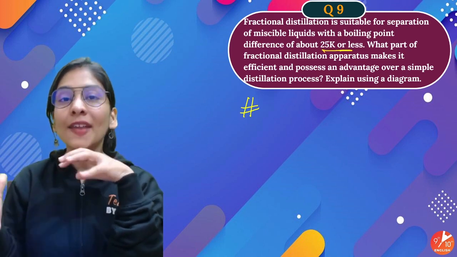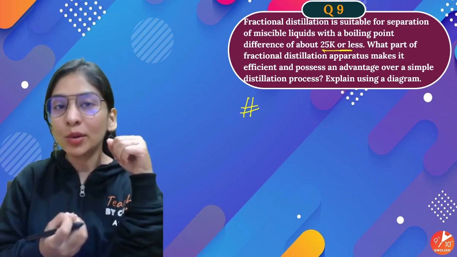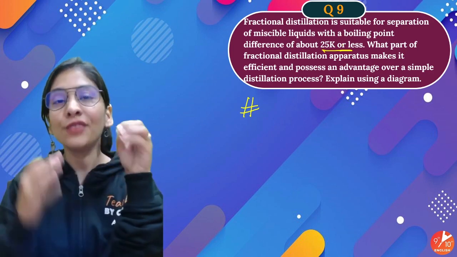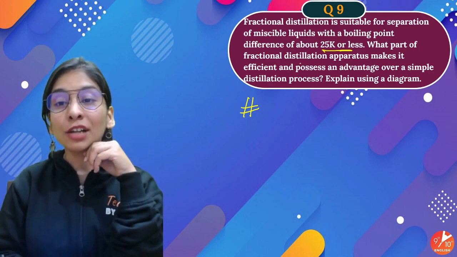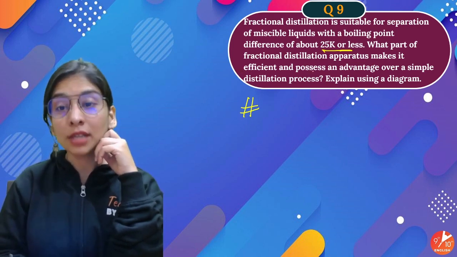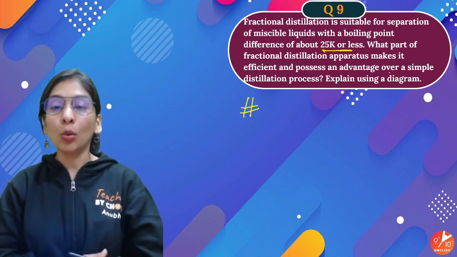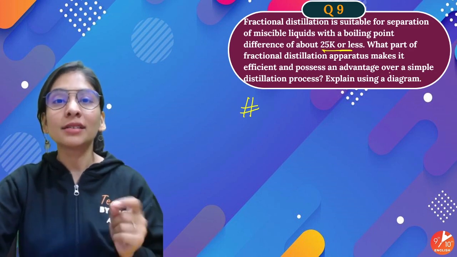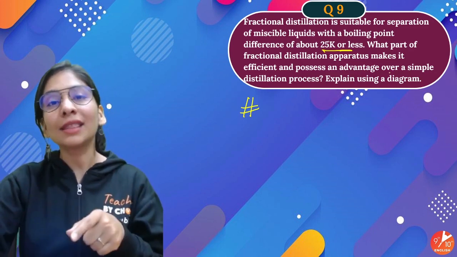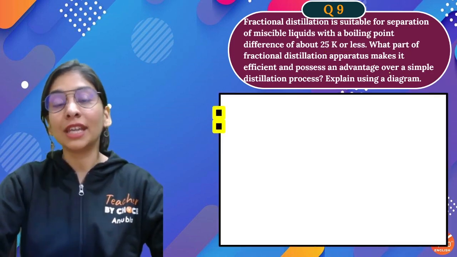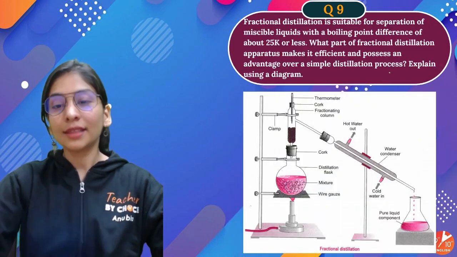I told you when the difference in the boiling point is less than 25 degrees Celsius or Kelvin, we will prefer fractionating distillation, fractional distillation. What part of fractional distillation apparatus makes it efficient and gives it an advantage over a simple distillation process? I think I told you the entire apparatus is the same. It's just one extra thing that is going to be added into fractional distillation called a fractionating column. I'll show you. This is it.